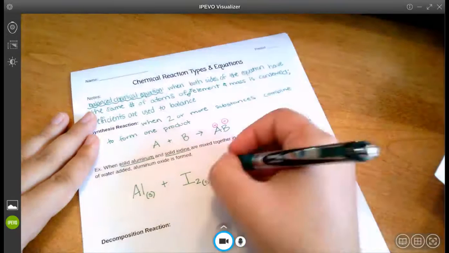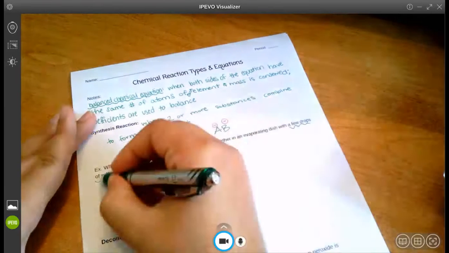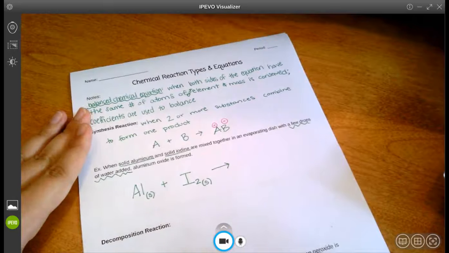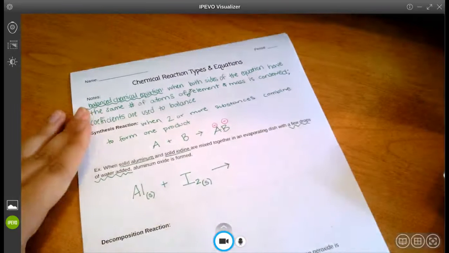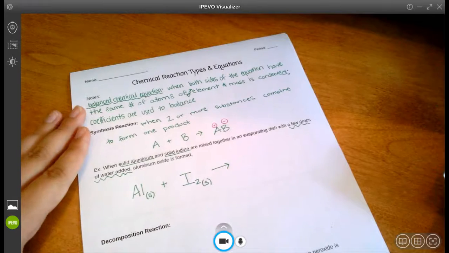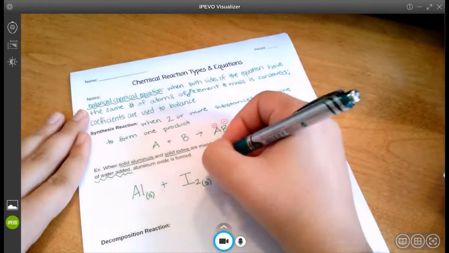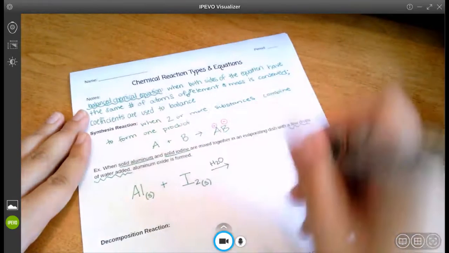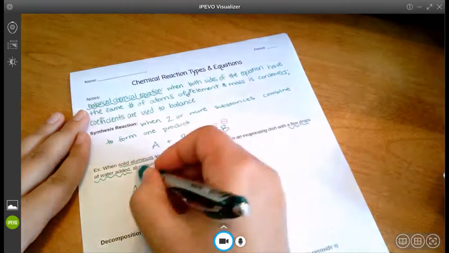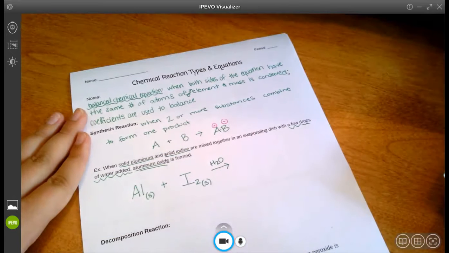So they're mixed together in an evaporating dish, and a few drops of water are added. So water in this instance is going to be our catalyst. Whenever we have a catalyst present in a chemical reaction, we're going to write that above our reaction arrow. So we're just going to write H2O above our reaction arrow. And finally, aluminum oxide is formed.